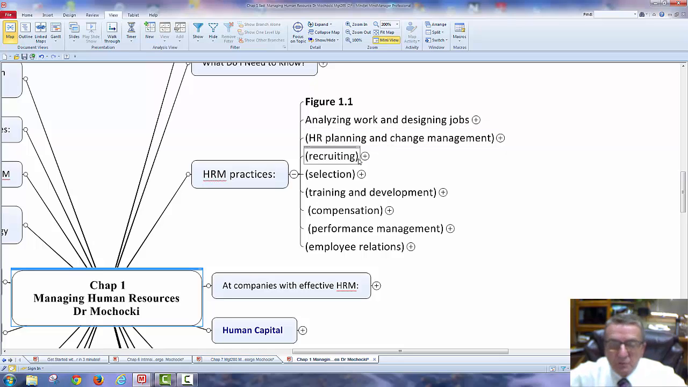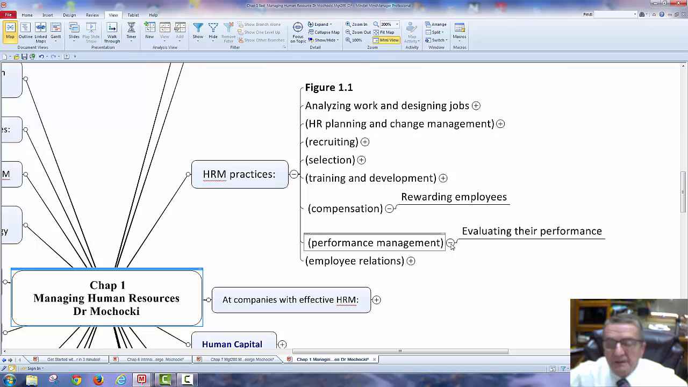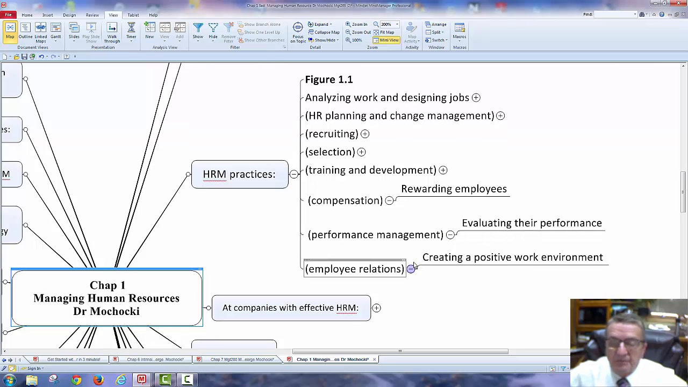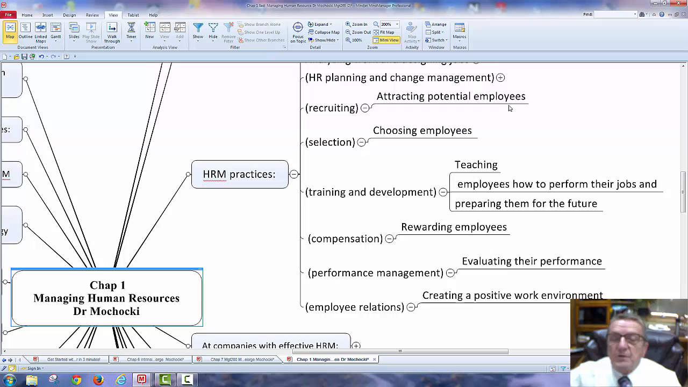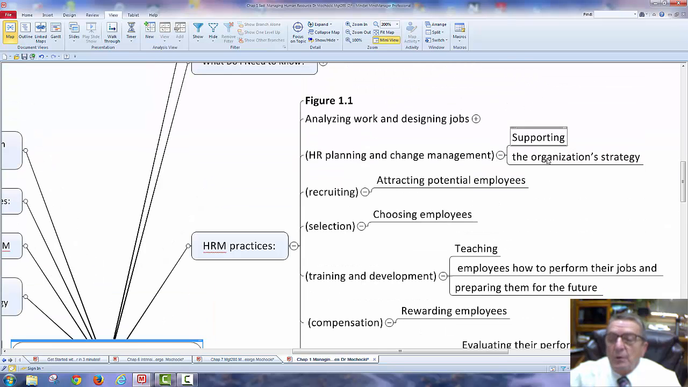So I do the recruiting and the selection part. I am assisting; the manager still makes the ultimate decision, but I bring him or her a list of three or four candidates to select from. Then compensation, how much they should be paid for their skill sets, and performance management. So compensation, rewarding employees, evaluating performance, employee relations, creating a positive work environment, and you'll train and develop. As a manager in HR, a lot of your functionality will be training, selection, choosing and attracting people.